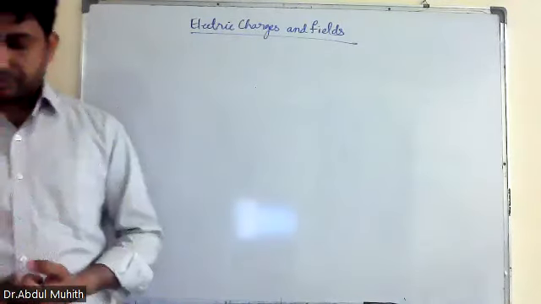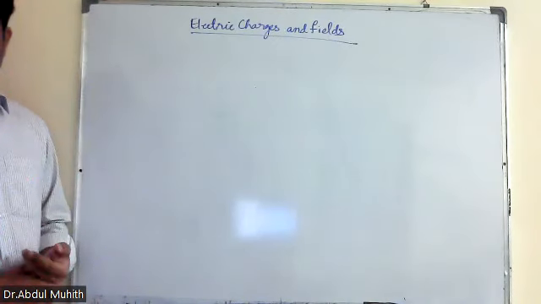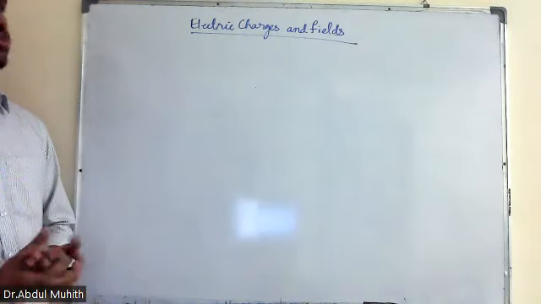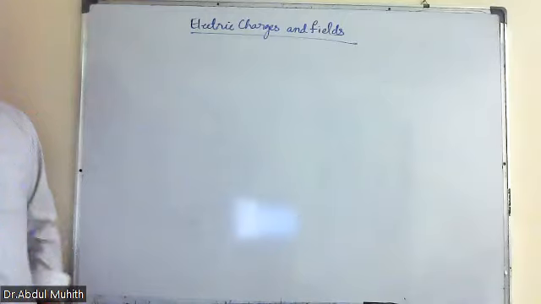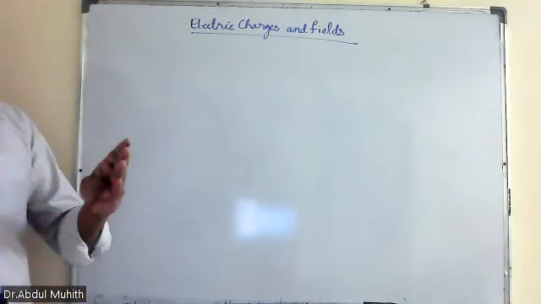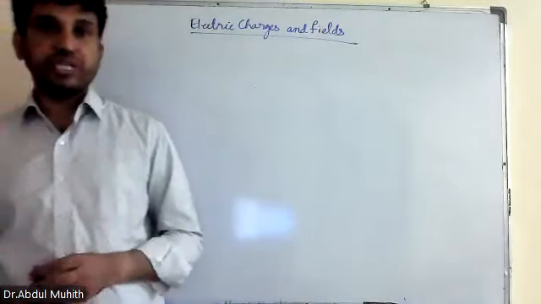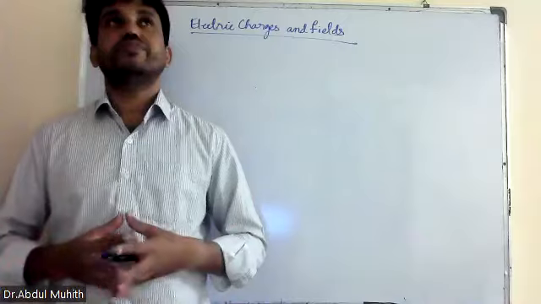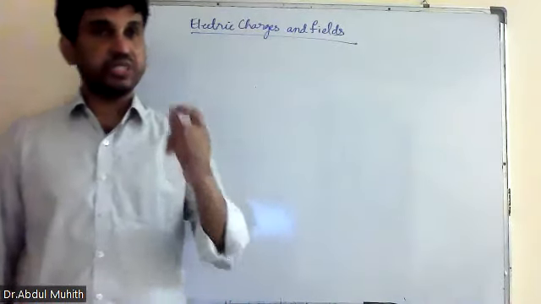Now, next one is what? Okay, so the next one we have is electric field and electric dipole, what I was teaching yesterday. What is an electric dipole? Two equal and opposite charges separated by a finite distance. Two equal and opposite charges separated by a finite distance is said to be an electric dipole.